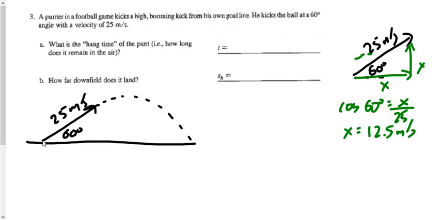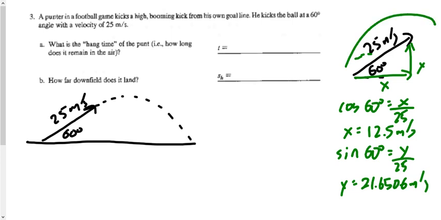Now we'll do the same thing almost with the y component. It's the opposite side of the triangle, so we're going to use sine for that. Sine is equal to opposite over hypotenuse. And this ends up being 21.6506 meters per second. We'll box it off there just so that we remember it's off to the side there.